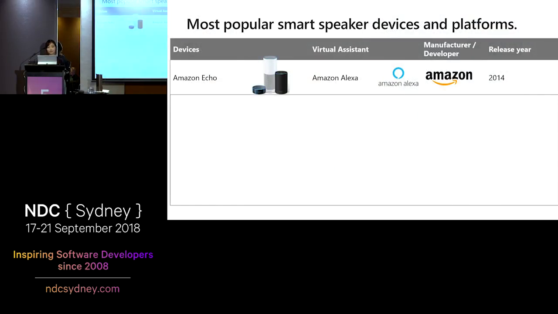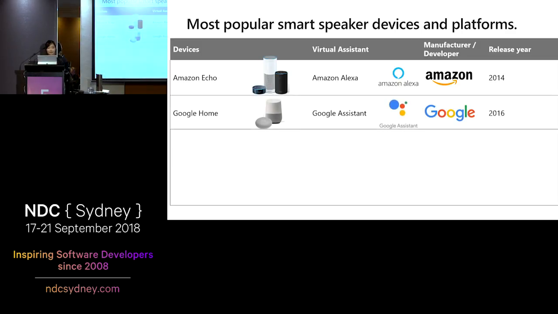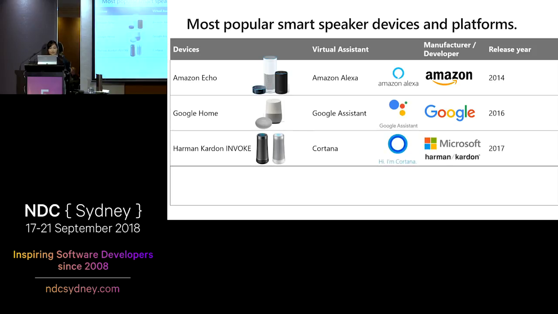Now, there are so many kinds of smart speakers all over the world. The first most popular smart speaker devices and platforms: the first was Amazon Echo, which has Amazon Alexa inside it. And next is Google Home, which has Google Assistant as its virtual assistant. And Microsoft and Harman Kardon have also released a smart speaker. Harman Kardon developed the hardware, and Microsoft produced Cortana as a virtual assistant.